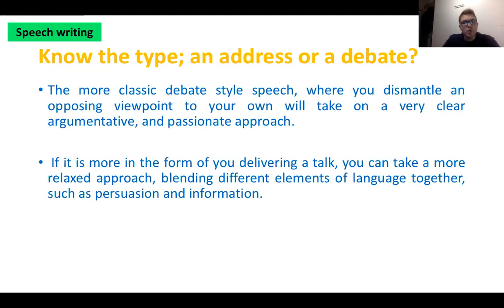So like I said, know the type of speech, an address or a debate. The more classic debate style speech, where you dismantle an opposing viewpoint to your own, will take a very clear, argumentative and passionate approach. So you're going to be writing there in the language of argument. Is it more in the form of you delivering a talk though? Okay. So you can take a more relaxed approach here. You're blending different elements of language together. So you can be using stuff like persuasion, but you can also be using stuff like information. Okay, so it depends.